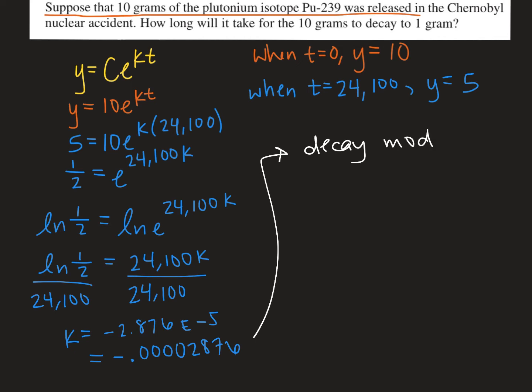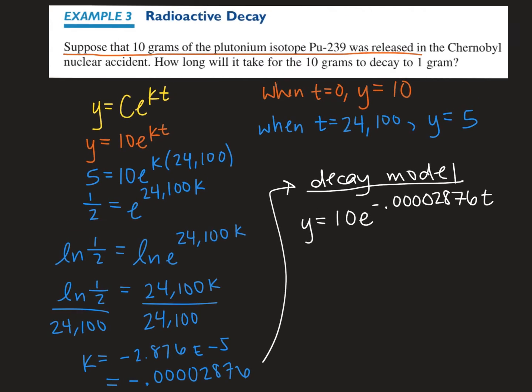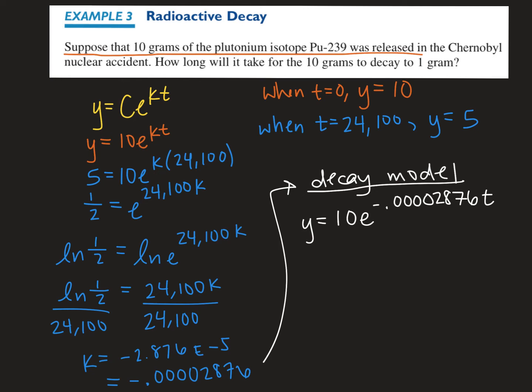Again, because our k value is negative, our decay model is y equals, remember our c value is 10, e to the negative point, this huge number, times t. So this is our model right here. We can use this model to answer the question. How long will it take? So what is t when that 10 grams goes down to 1 gram? So we're basically asked, what is t when y is down to 1? So I'm going to plug that in.